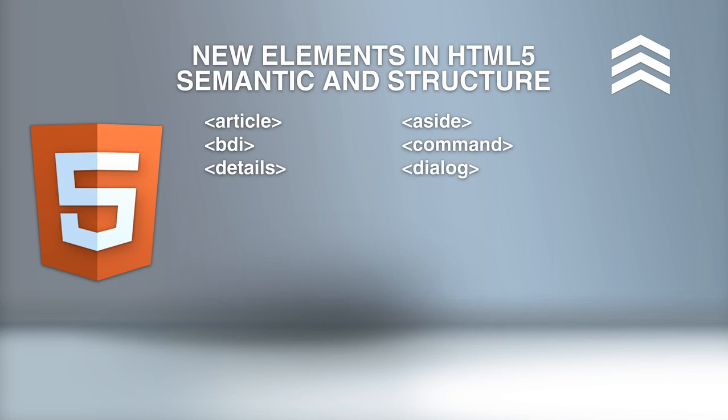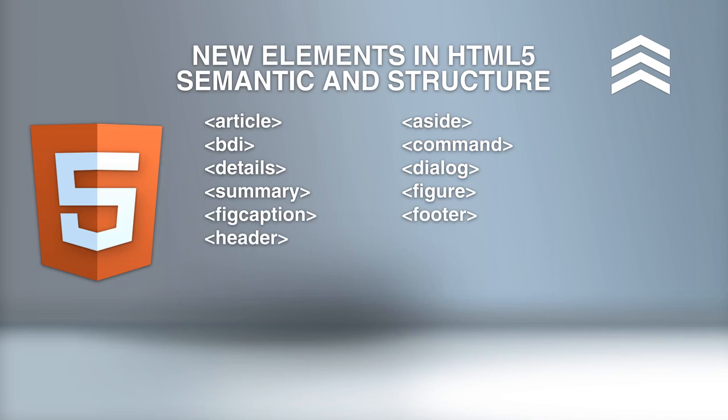Dialog defines a dialog box or window, formerly known as a modal window. Summary defines a visible heading for the details element. Figure specifies self-contained content like illustrations, diagrams, photos, code listings, and so on. Figcaption defines a caption for the figure element. Footer defines a footer for a document or section. Header defines a header for the document or section.